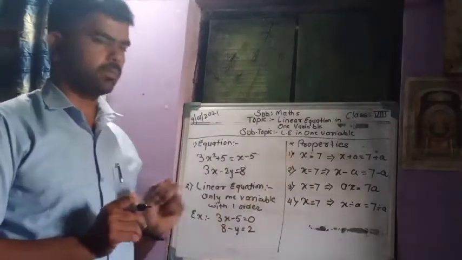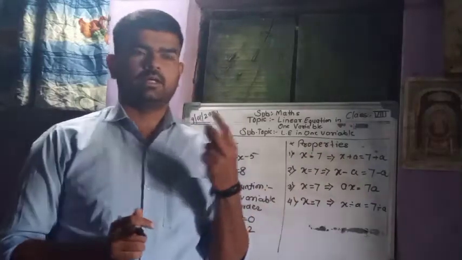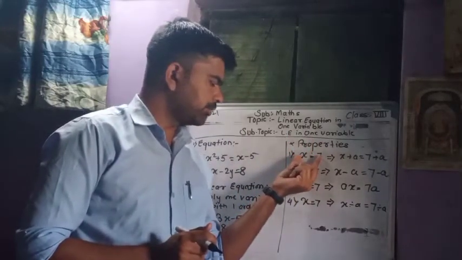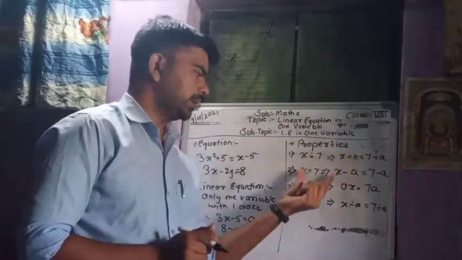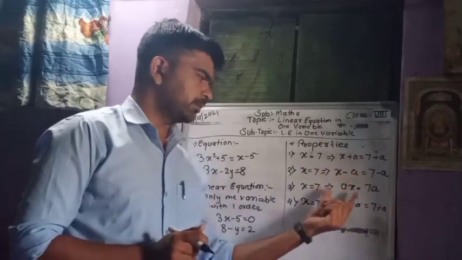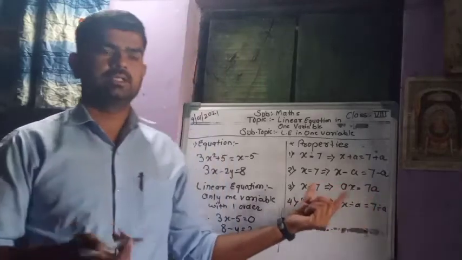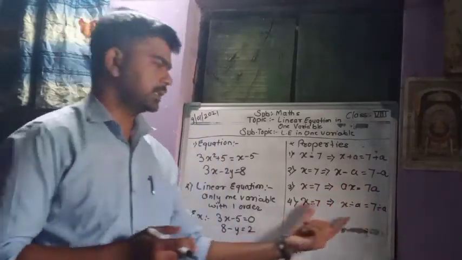Which are the properties? The first property is of addition. When we add a value to both sides, we get the same sum. When we subtract a value from both sides, we get the same difference. When we multiply a value on both sides, then we get the same product. And when we divide by the same value on both sides, we get the same quotient.